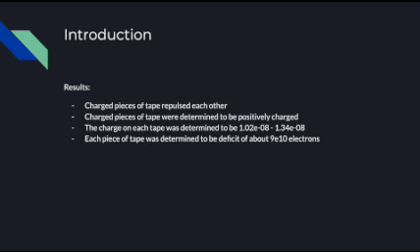Now, the results. Charged pieces of tape repelled each other. Charged pieces of tape were determined to be positively charged. The charge on each tape was determined to be in the range of 1.02 times 10 to the negative 8 to around 1.34 times 10 to the negative 8. Each piece of tape was determined to have a deficit of about 9 times 10 to the 10th electrons.